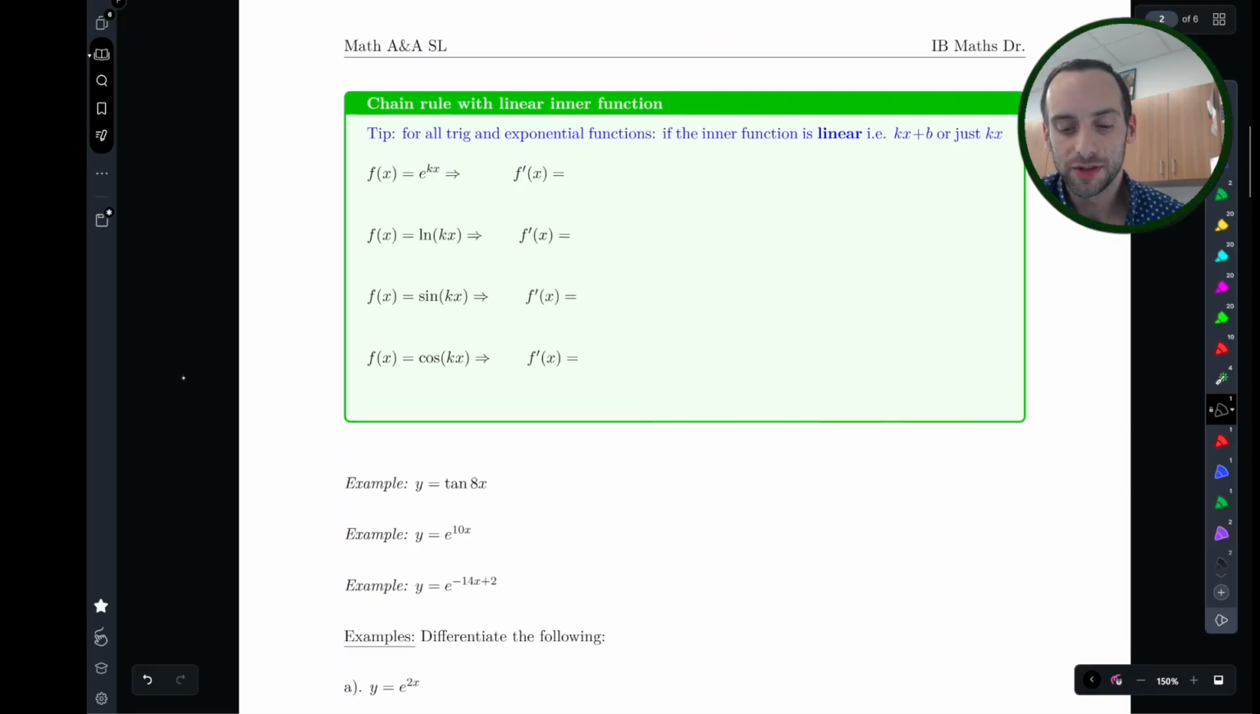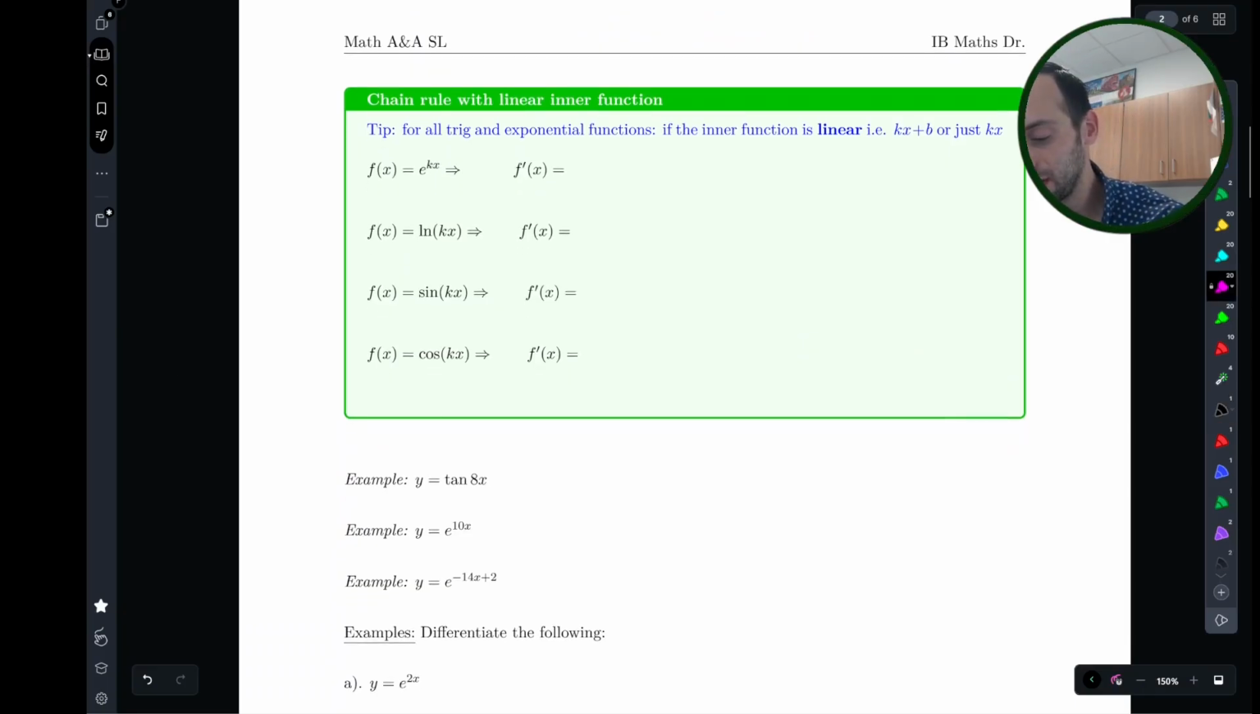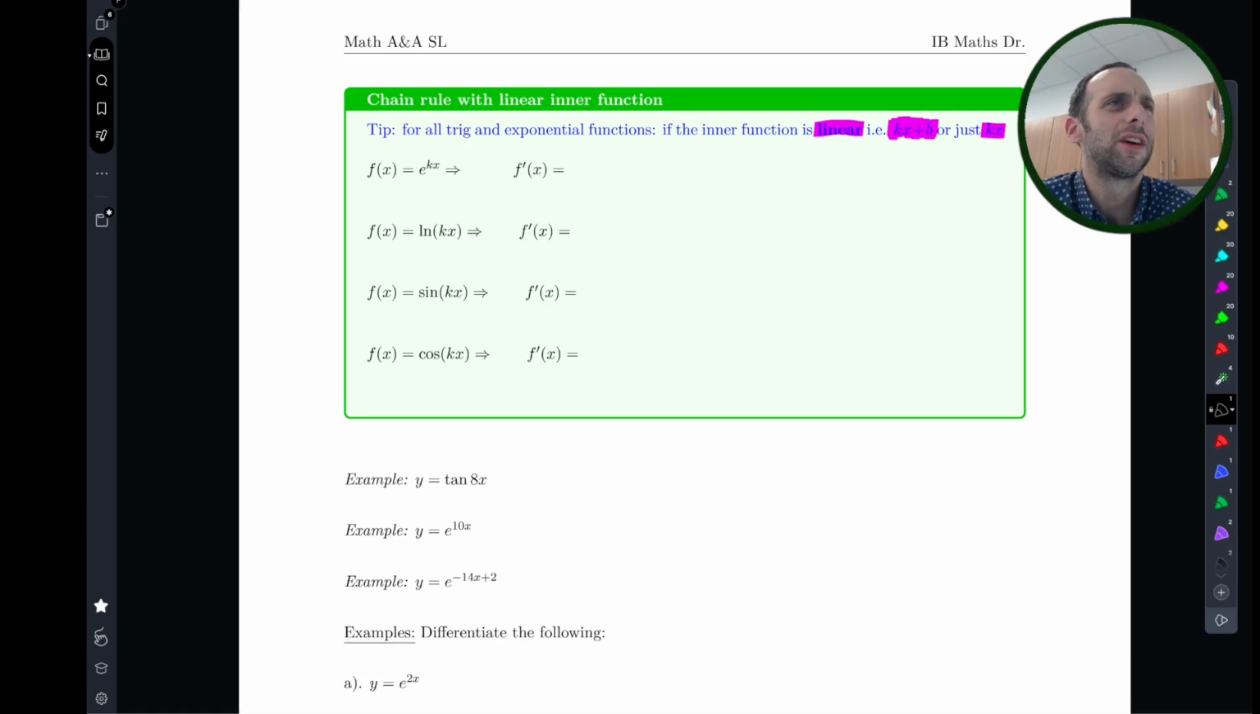Turning the page, we come on to some shortcuts, and these shortcuts really help us when we have that glob or that inner function that's linear. It could be kx plus b in terms of being linear, k as a constant, or it could just be kx. I like to do them with just kx because that's the way we see them most often in the IB, but they do work for kx plus b.